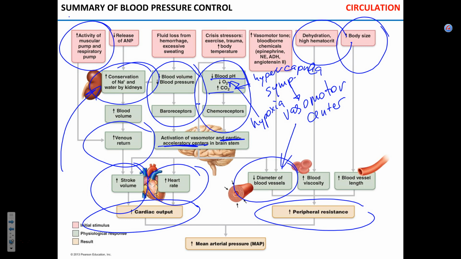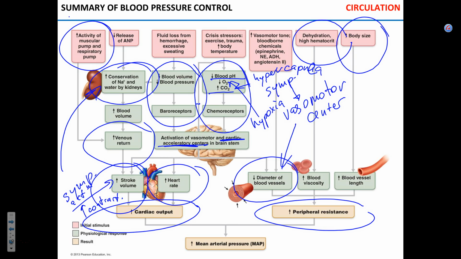Or, in addition to increasing end diastolic volume, you can decrease end systolic volume. How can you do it? Pump the blood stronger, which means sympathetic activation and increased contractility.